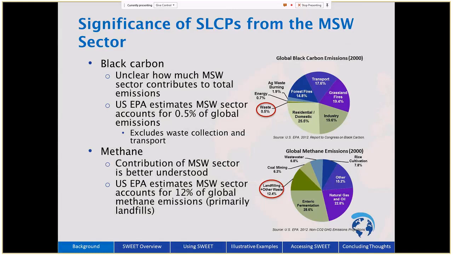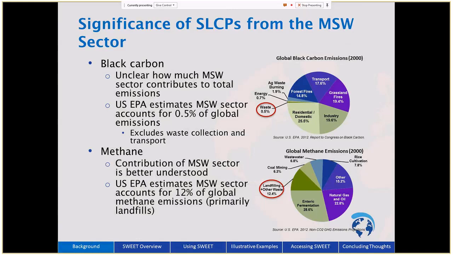Most of these emissions sources, including open burning and landfill fires, are hard to measure and quantify, so there isn't a whole lot of literature out there. But the US EPA estimates that the waste sector accounts for about 0.5% of global emissions of black carbon. That said, this estimate does not include emissions from waste collection fleets, which are covered in a different piece of the pie chart that you see here on the right. Those fall under transport.